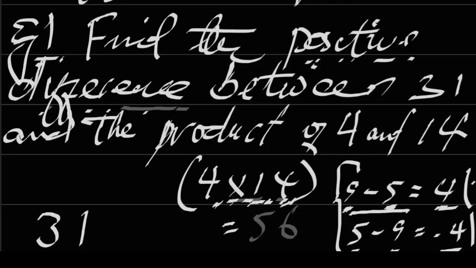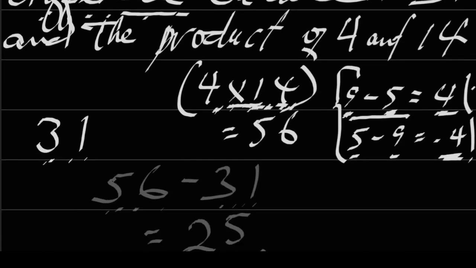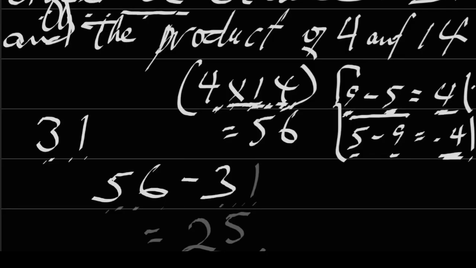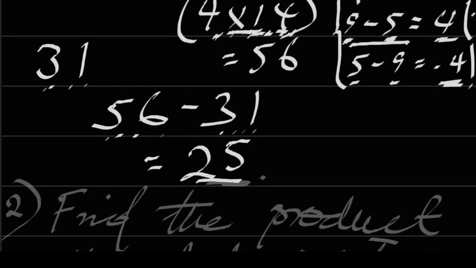And that is the reason why we have to do this multiplication. We have to do 4 times 14. 4 times 14 will give us 56. Now we are going to do the subtraction. We're going to find the difference. The difference will now be 56 minus 31. It can't be 31 minus 56 because we are looking for positive difference, so a bigger number has to subtract a smaller number. 56 minus 31 will give us 25. So our answer is 25.